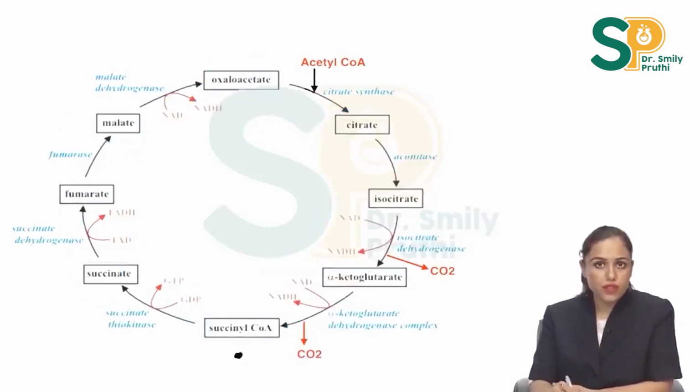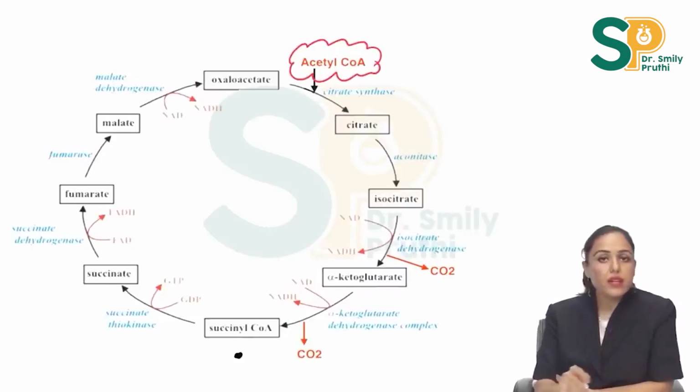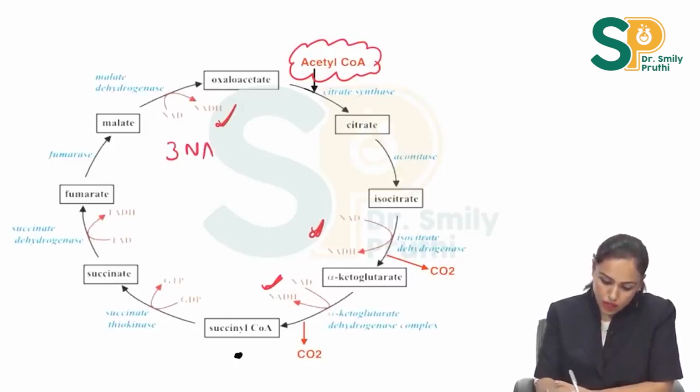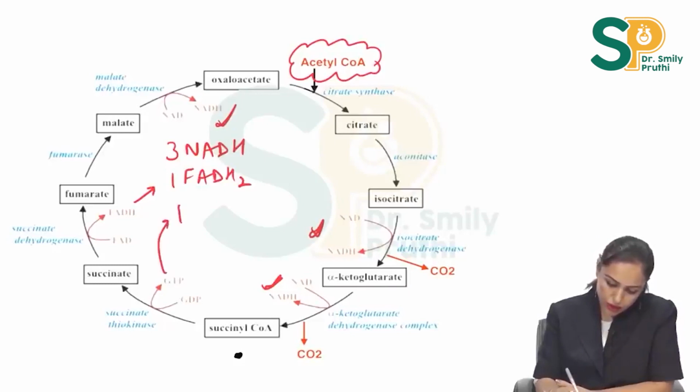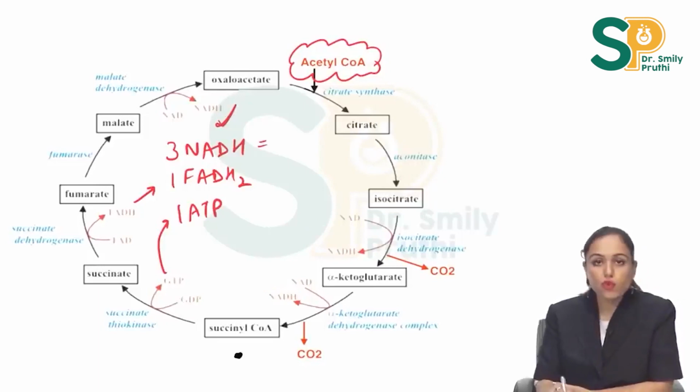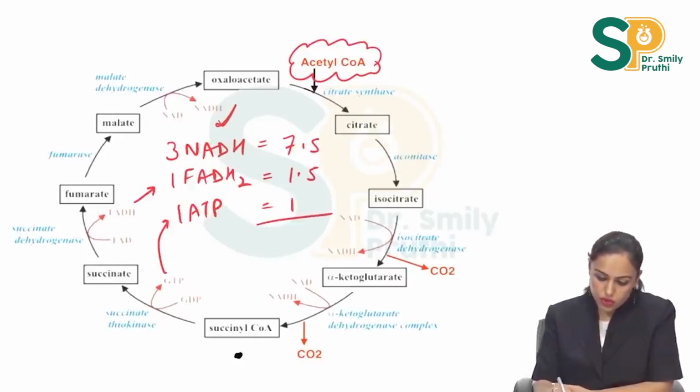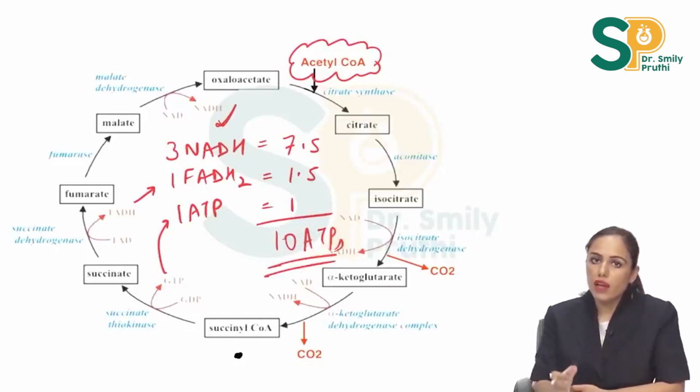Now let's see the energetics of TCA cycle from 1 acetyl-CoA. If 1 acetyl-CoA enters TCA cycle, then how many NADH are obtained? One at malate dehydrogenase, one at alpha-ketoglutarate dehydrogenase and one at isocitrate dehydrogenase. So 3 NADH, 1 FADH2 and 1 ATP or GTP here. So total how many ATPs? 3 NADH, 3 into 2.5 is 7.5. 1 FADH2 will give 1.5 and 1 ATP or GTP gives 1 ATP. So this is total 10 ATPs per acetyl-CoA. So these 10 ATPs are from one acetyl-CoA.